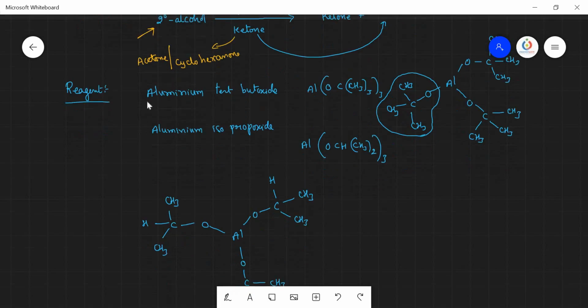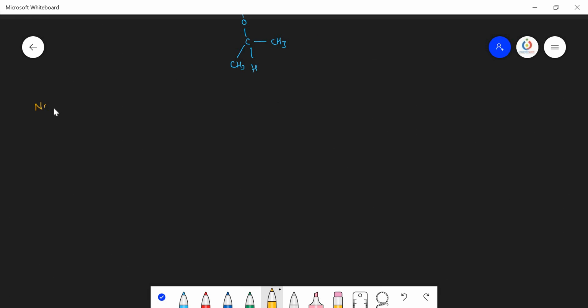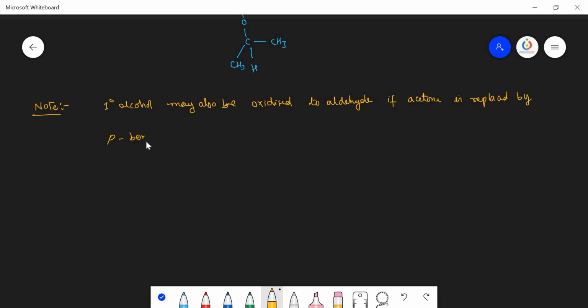That also I'll write here. Note point. Note: primary alcohol may also be oxidized to aldehyde if acetone is replaced by parabenzoquinone.